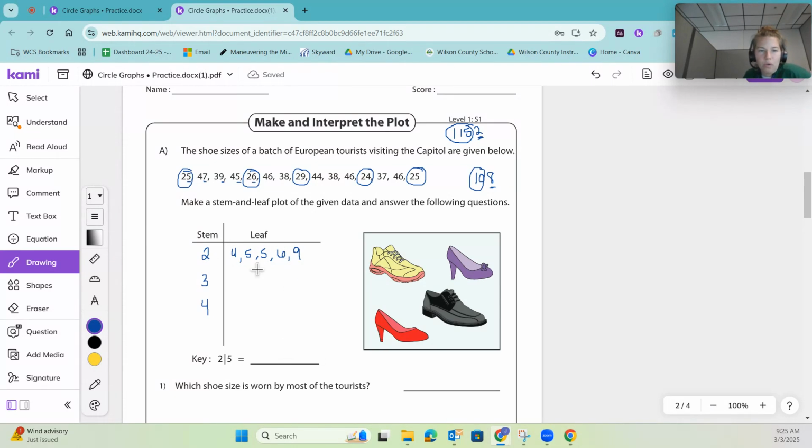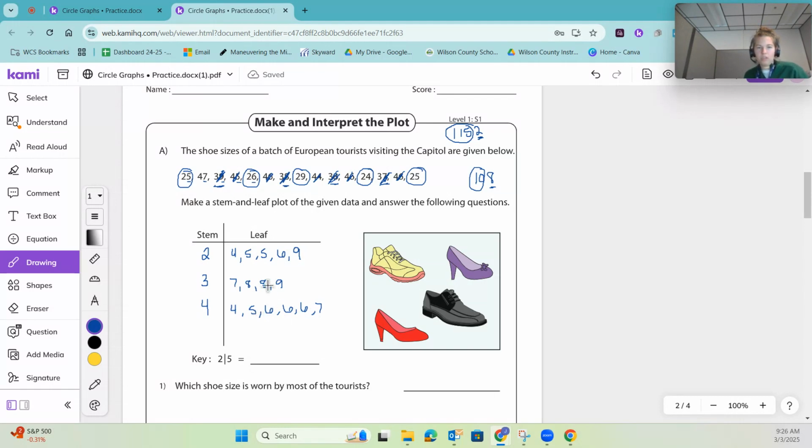Now for my 30s, I have 39, 38, 38, and 37. So I'm going to do 7, 8, 8, 9, and those are going to be my data points. I'm going to go ahead and cross those out. And then I have my 40s left. 44 is going to be my smallest, 45, 46, 46, 46. I have 3 of them. So I did 44, I did 45, 46, 46, and 46, and that leaves 47 as my last one.